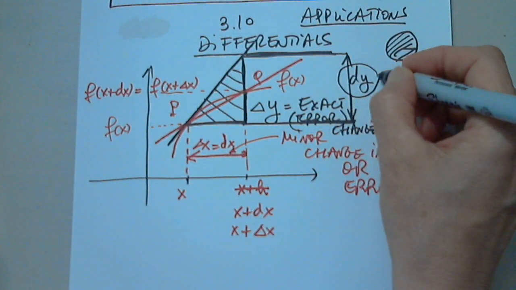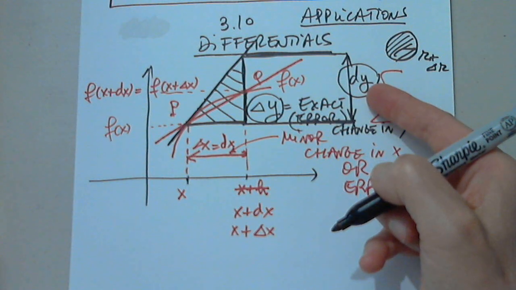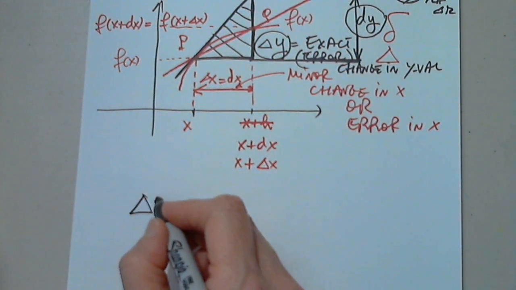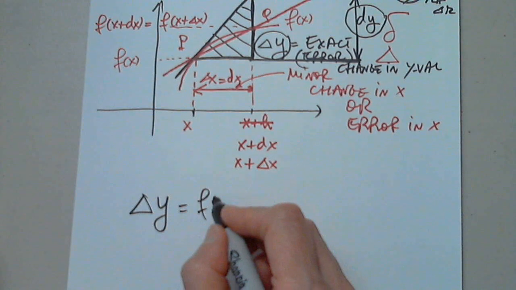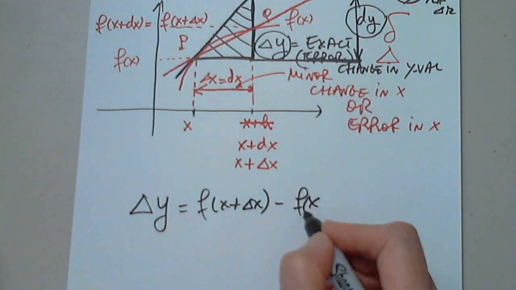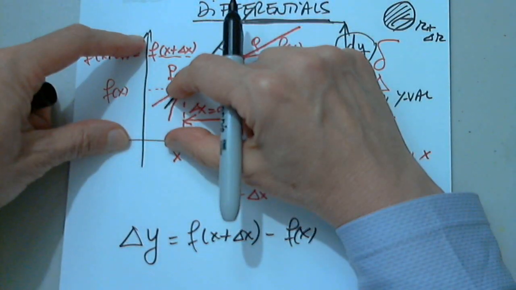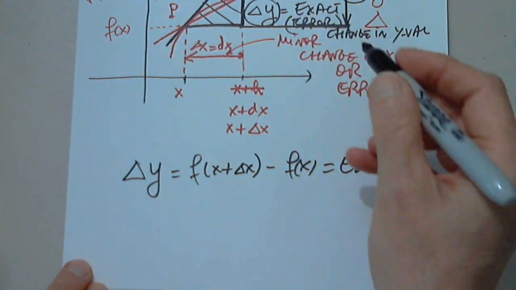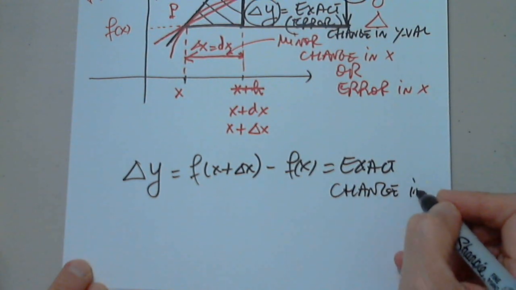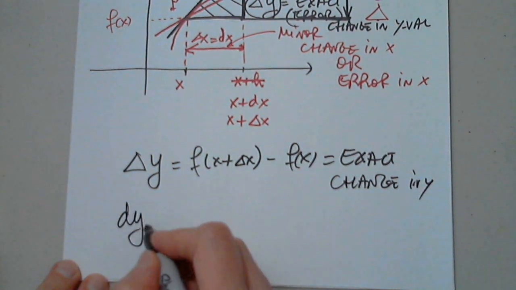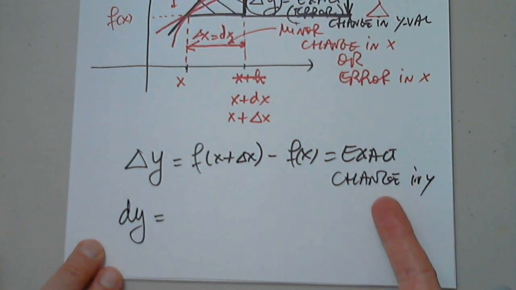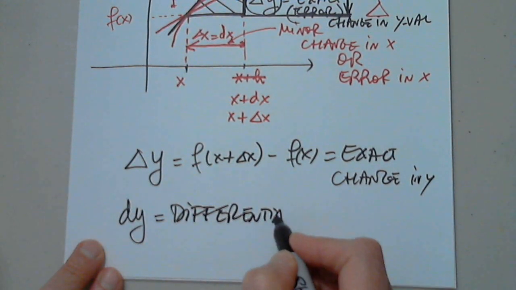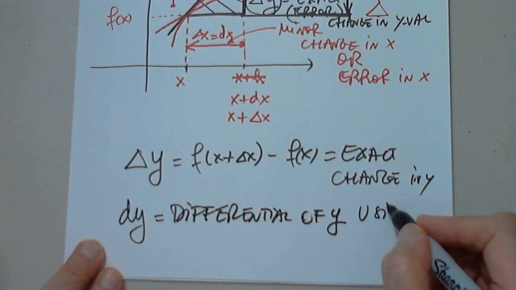We always prefer this over this. This quantity will always be easy to determine. This will be more difficult to determine. So delta y, which is f of x plus delta x minus f of x. What is delta y? This piece minus this piece. That's the delta y. This minus this is the exact change or error in y. The dy is the approximate change using the derivative. So this is the differential of y using the derivative.